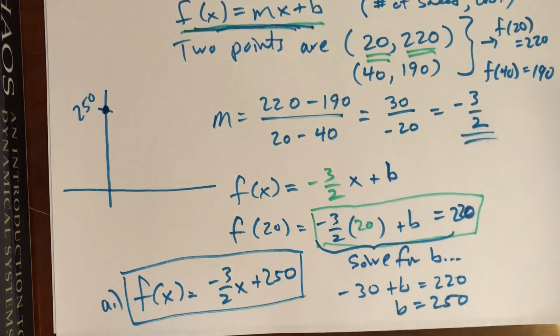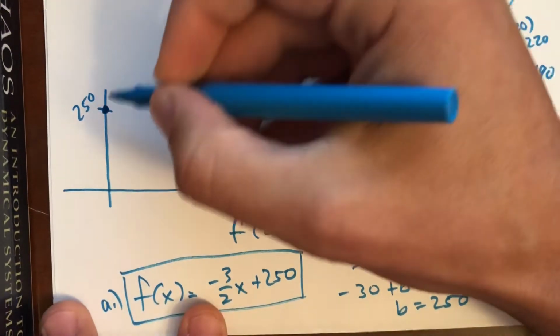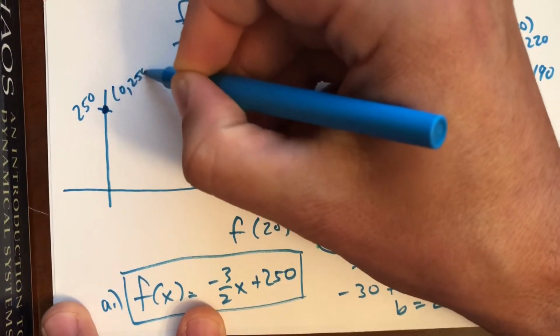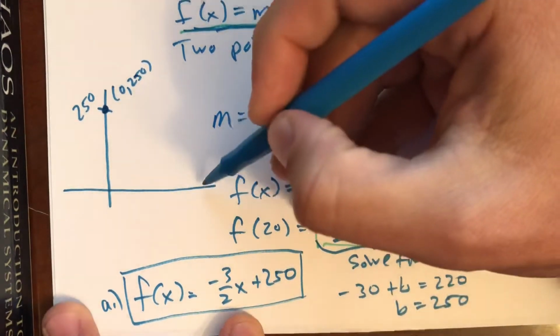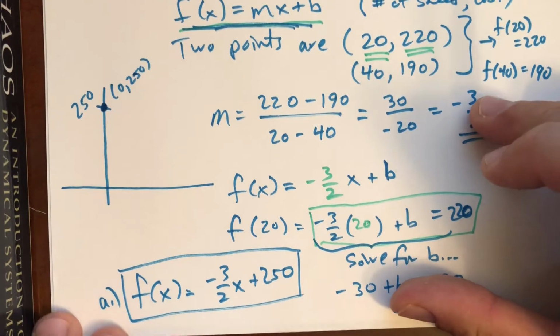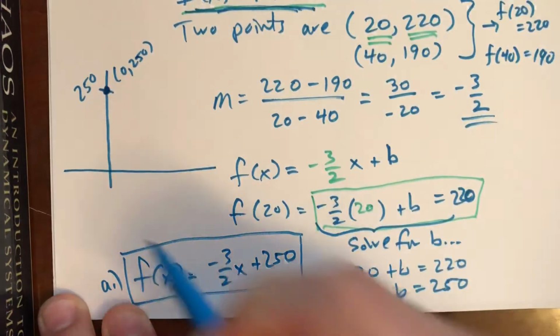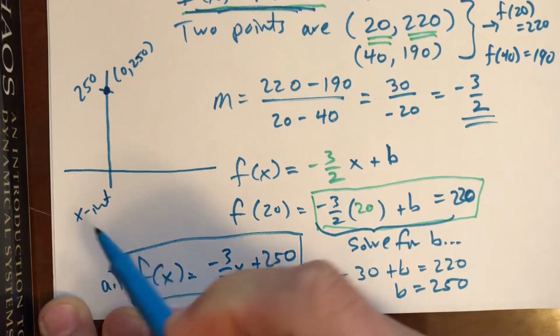If we're looking to draw a picture of a line, we need 2 points on the line. We've got 1 point on the line there, and this is the point (0, 250). We could also use the other point, the X-intercept. We could find the Y-intercept just because of the form of the line. B has to be the Y-intercept, so that's how we found that.